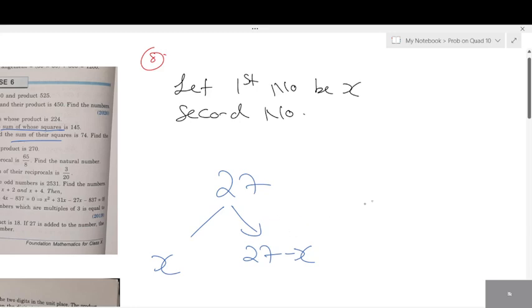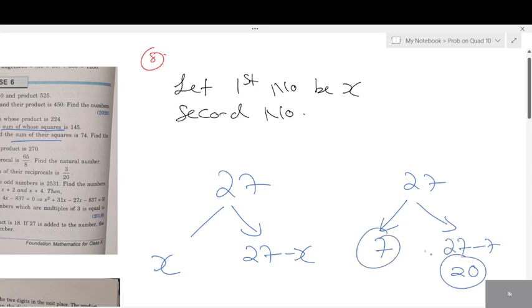Okay, x and 27 minus x. For example, in 27, after solving everything, assume you get 7. How do you find the second number? 27 minus 7, what will you get? 20. So these are the two parts, 7 and 20.